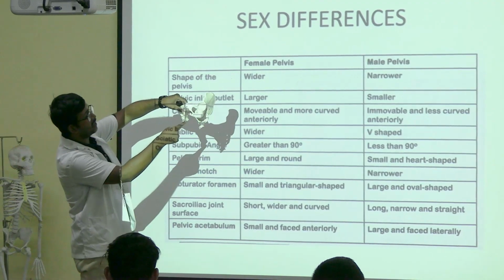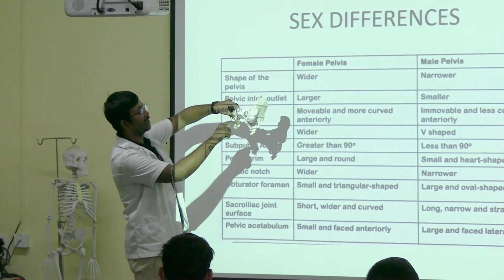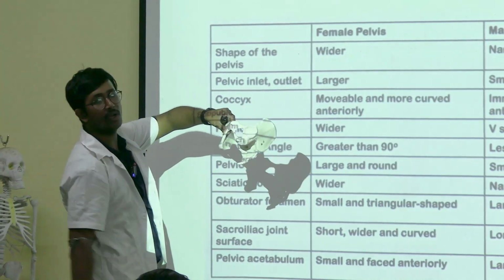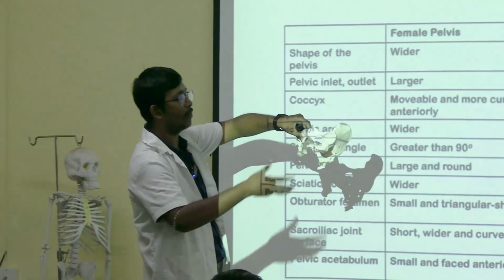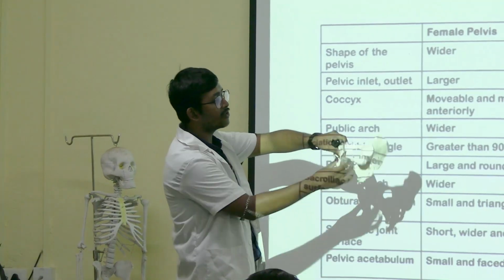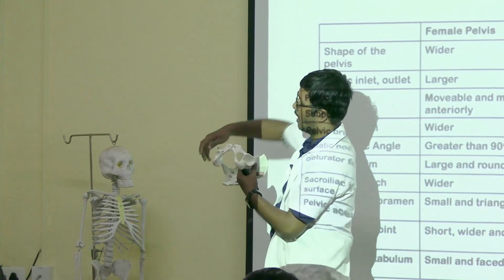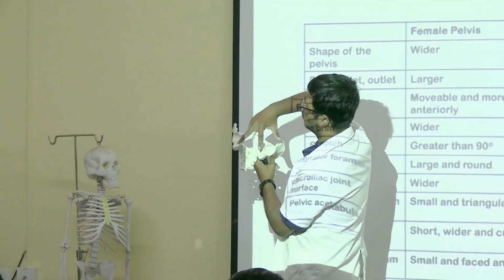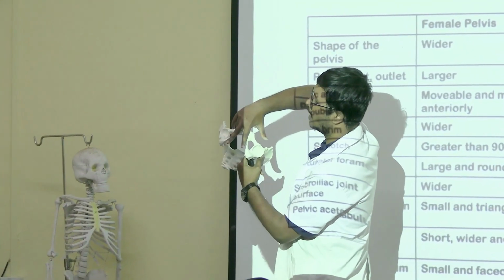Now this angle will be your subpubic angle. This is your subpubic angle, which will be narrower in case of males but wider in case of females. So in case of males, we usually measure the angle by keeping our index and middle finger. In this way we measure it, and usually it is less than 90 degree.